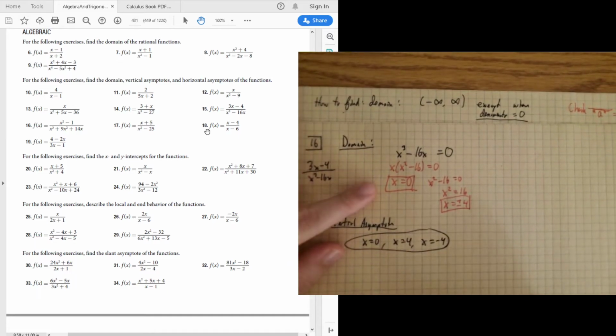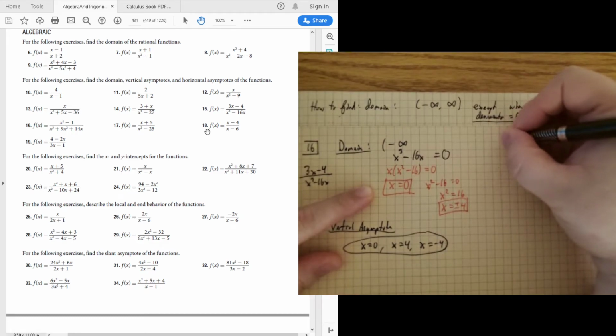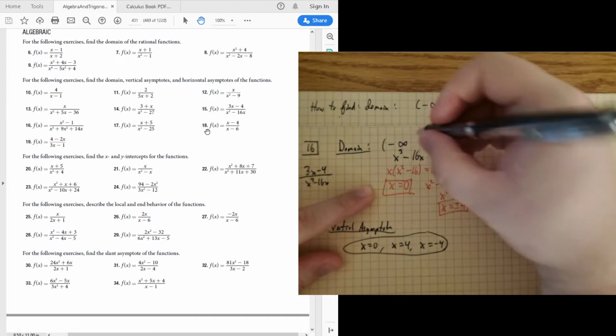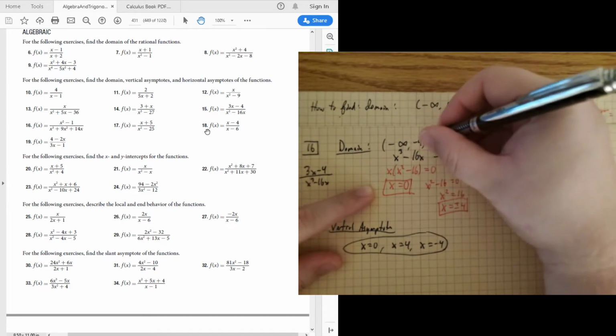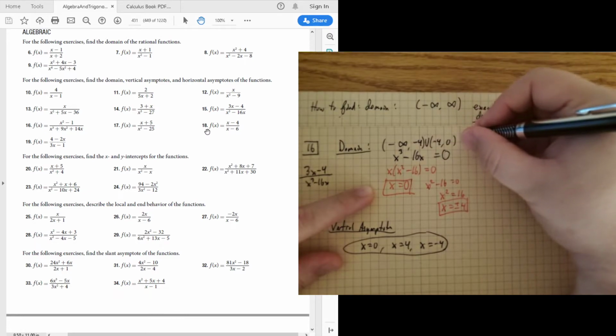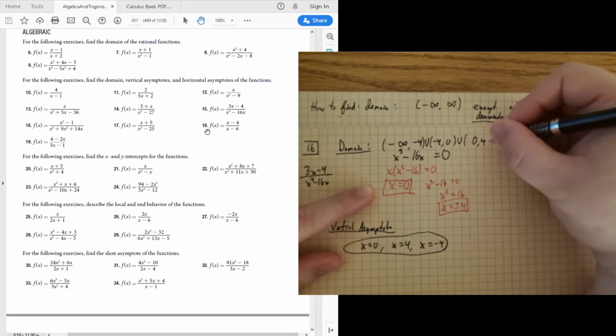So the domain of this function would be from negative infinity to positive infinity, but there's places where I can't cross. I can't cross negative 4. I can't cross 0. I can't cross 4.